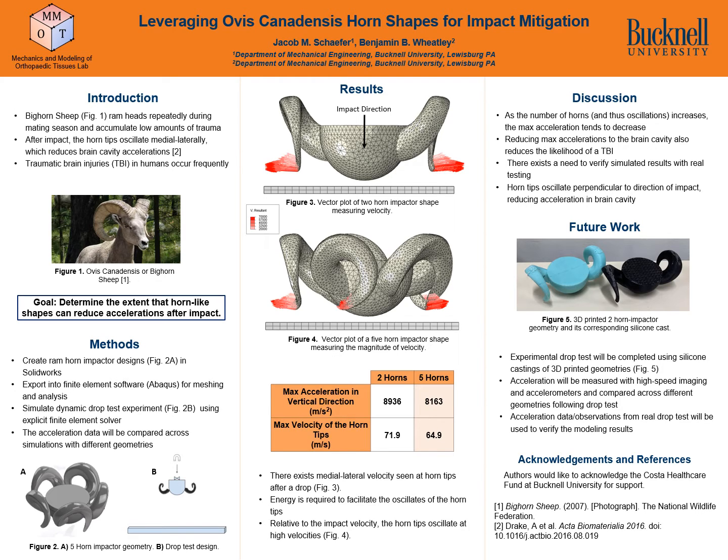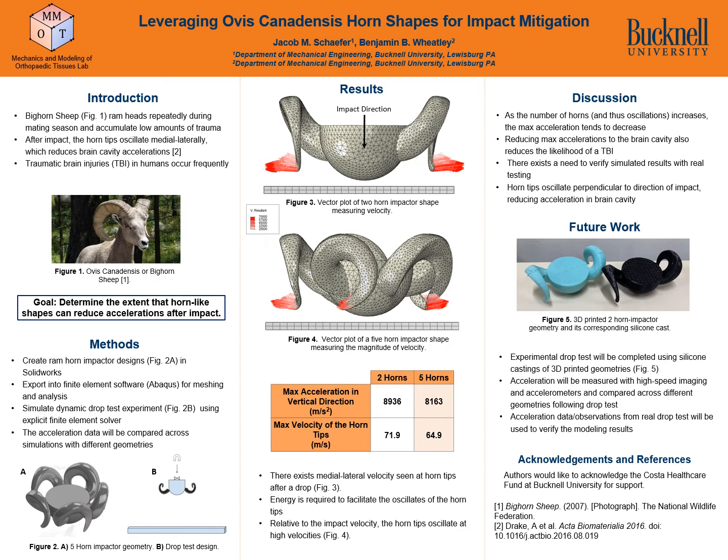Heading over to the results, you can see by these red vectors coming off the horn tips that there exists a pretty significant amount of velocity coming from the horn tips themselves that is perpendicular to the direction of the drop. More specifically, heading towards the table, you can see that there is actually a decrease in the maximum acceleration when comparing a shape with 2 horns versus 5.